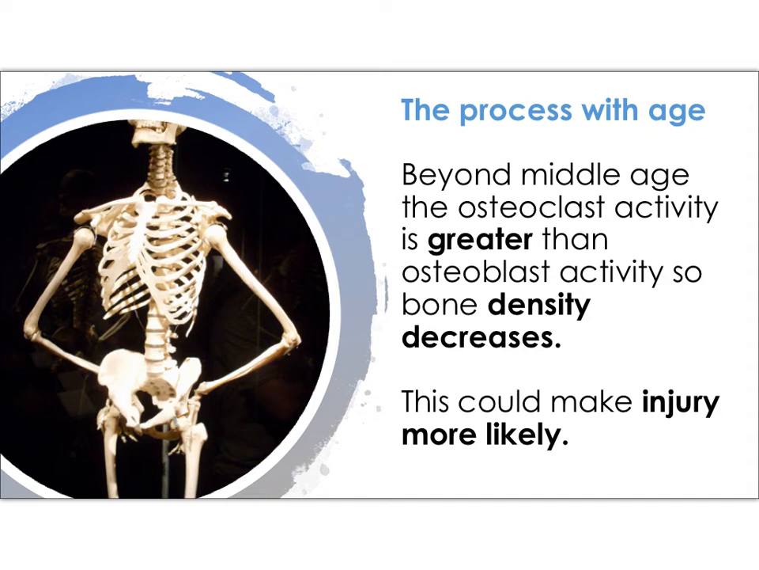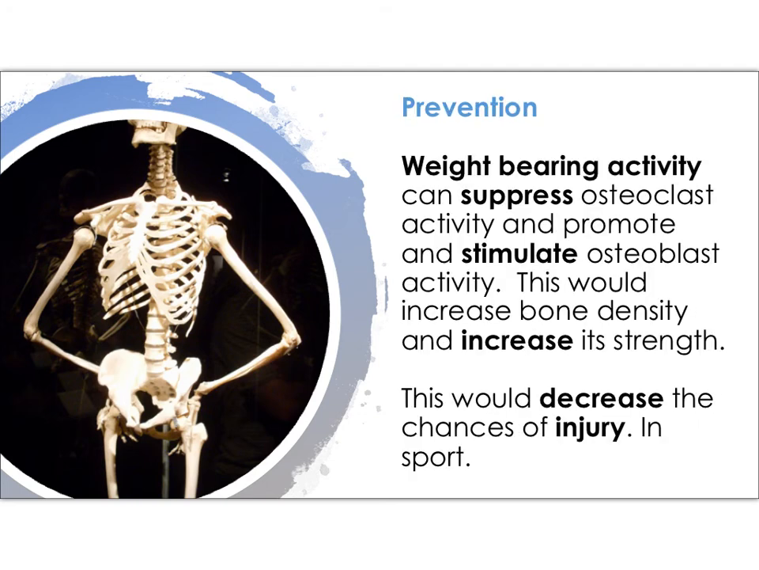This injury could be a fracture when you were trying to change direction and you went over on an ankle, whereas previously you would have got a sprain or a bruising. Now you may actually cause a hairline fracture if your bones are weaker. So it's really important to keep your bones strong and to keep the balance of osteoclast and osteoblast activity. So how do we do this?